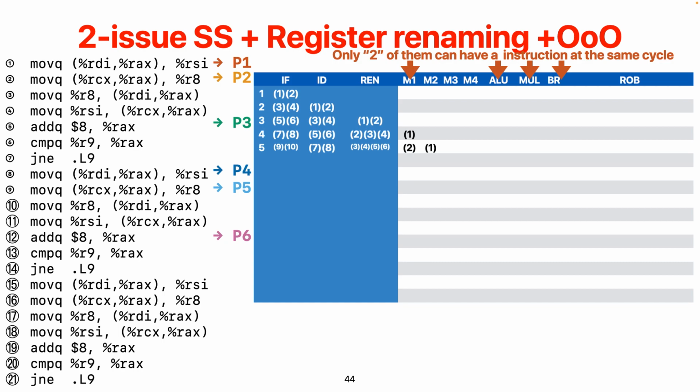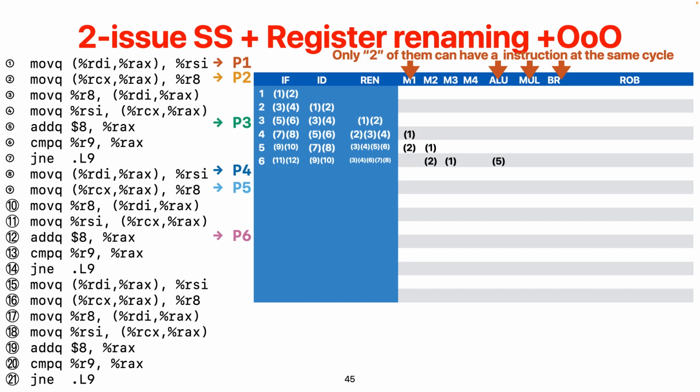Who can I execute in the next cycle? 5, right? Because 5 is not depending on anyone else. And in the next cycle, there's no way I can execute 3 and 4 because of data dependency, right? And 6 is depending on 5, so they cannot be run together. So in the next cycle, only 5 can be put into execution. But at least at this cycle I'm executing something, right? Previously, I was waiting.